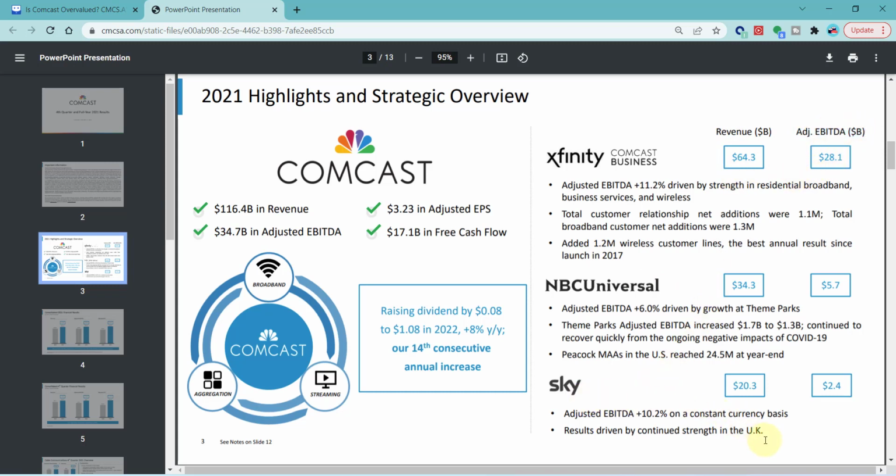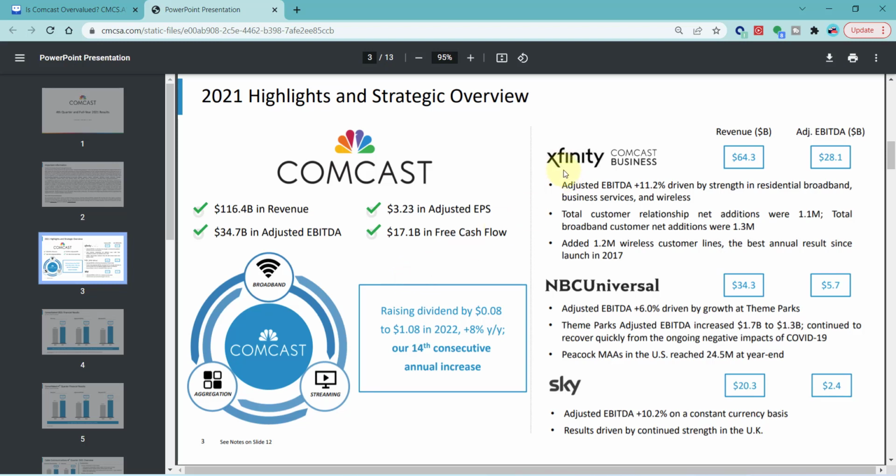Sky is one that they acquired. It's a big media company in the UK, probably the biggest or one of the biggest over there. So you can see full year revenue, full year adjusted EBITDA. This is the number that stands out to me: 17.1 billion of free cash flow. So this company generates a lot of cash flow.